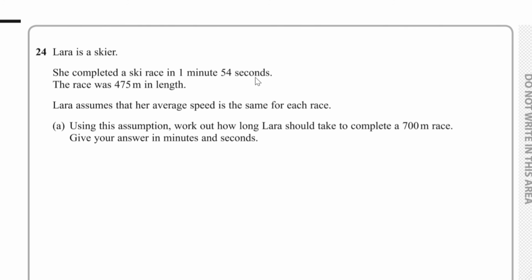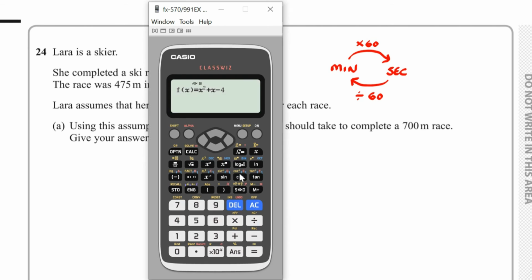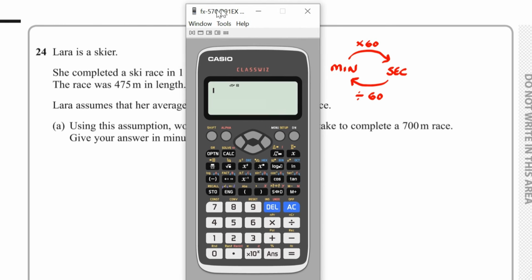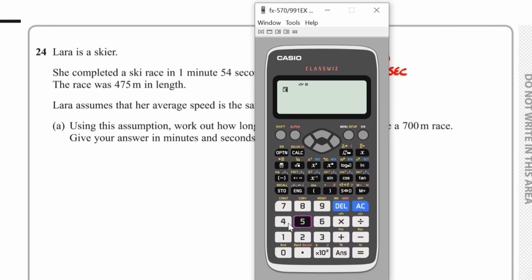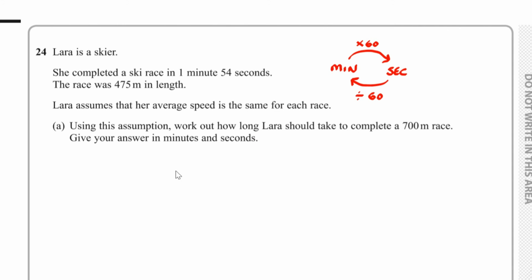Well, what we can do is write the 1 minute 54 seconds in just minutes. Now, to convert from minutes to seconds, we would have to multiply by 60, and seconds to minutes, we would have to divide by 60. So, if I've got this 1 minute 54 seconds, the 54 seconds I can convert into minutes by dividing by 60. That's 0.9. So I've got 1 minute plus 0.9 minutes, which is 1.9 minutes.